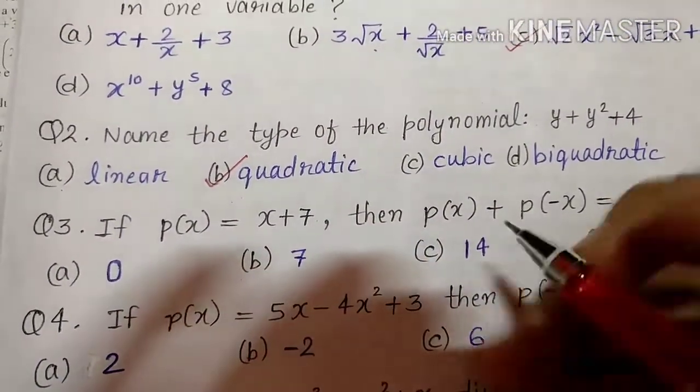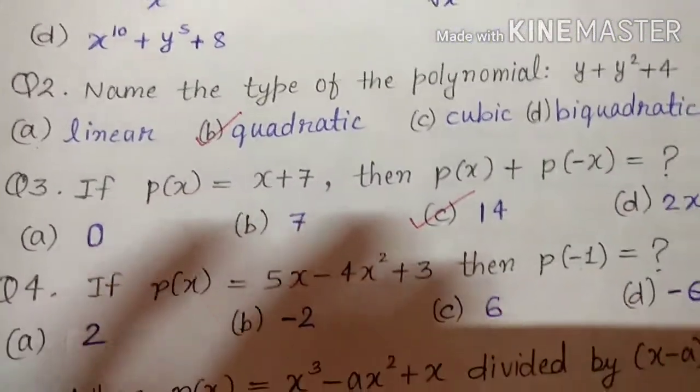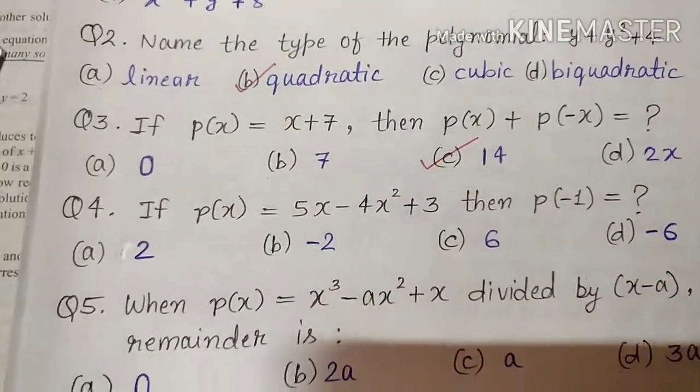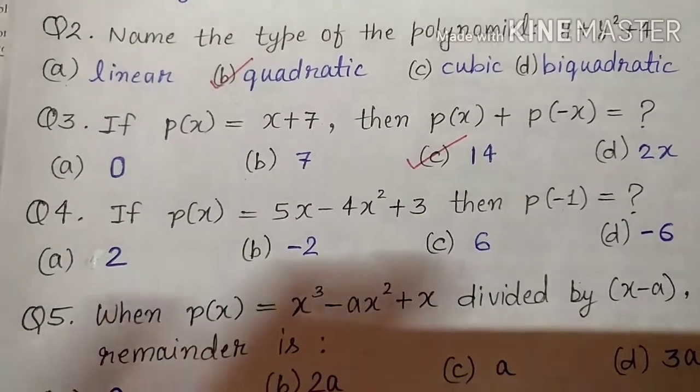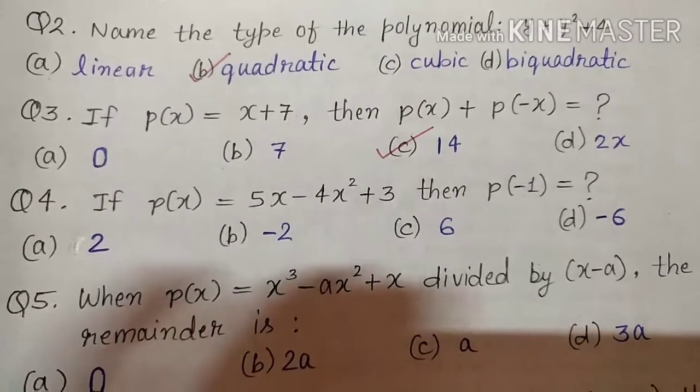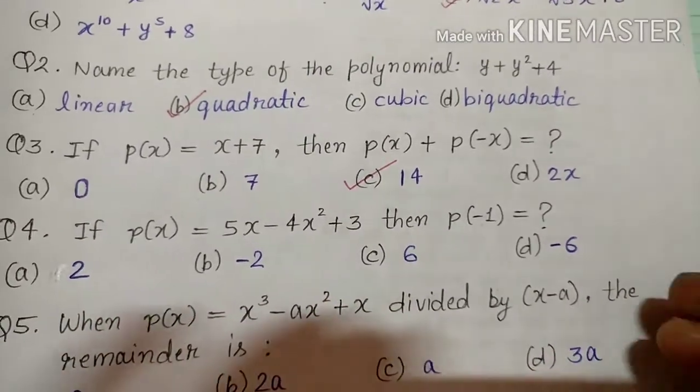0, 7 and 14. Yes, we got our answer as part C. Okay, clear to you? Now move to question number 4. What does question number 4 say? If p(x) equals 5x minus 4x square plus 3, then p(-1) equals 2.